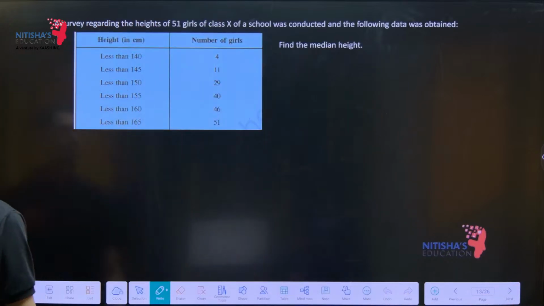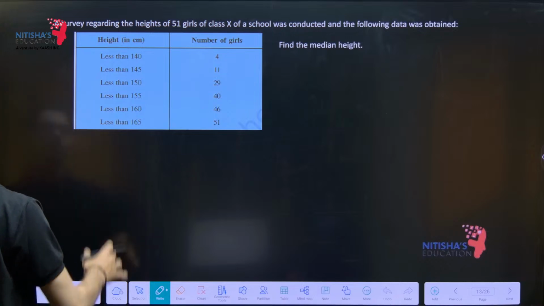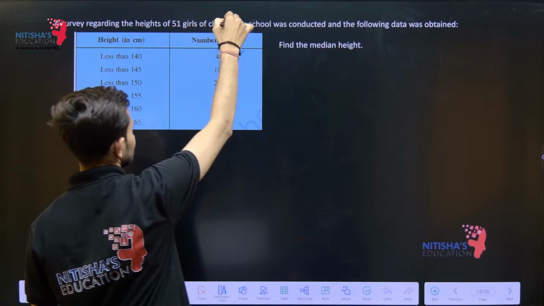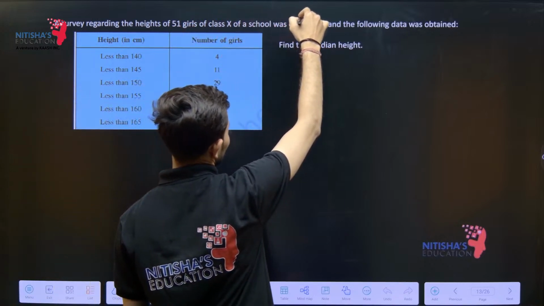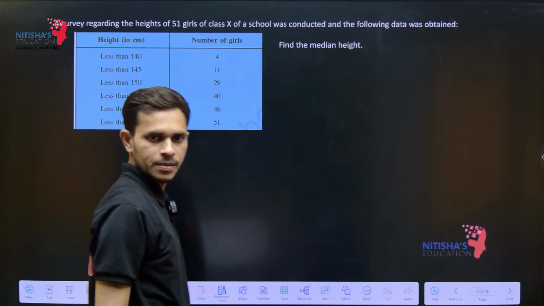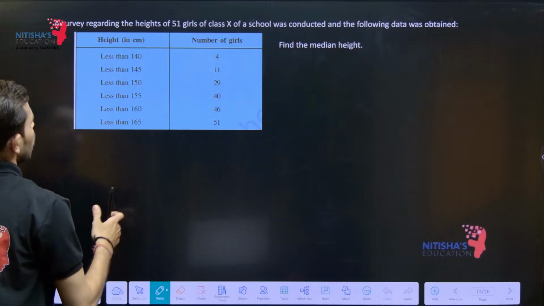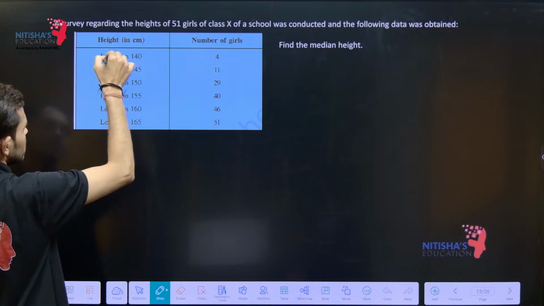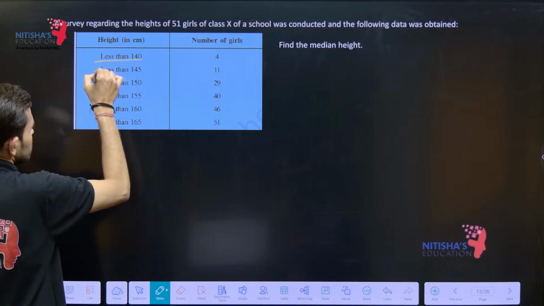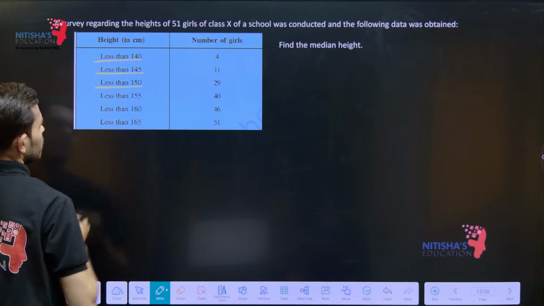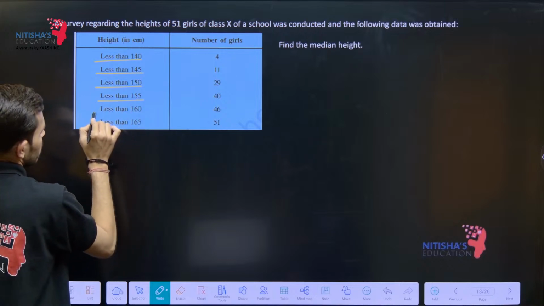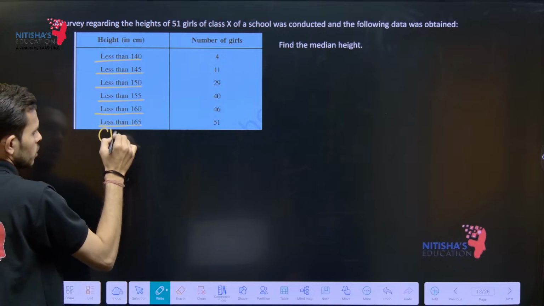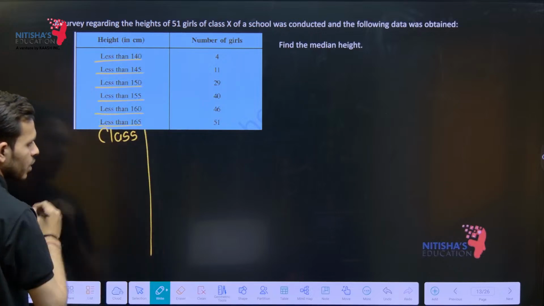Let's solve this question. Find the median height. A survey regarding the height of 51 girls of class 10 of a school was conducted and the following data was obtained. So let's plot a graph for it. Here we have the statements: less than 140, less than 145, less than 150, less than 155, less than 160 and less than 165. So let's plot a table for it.